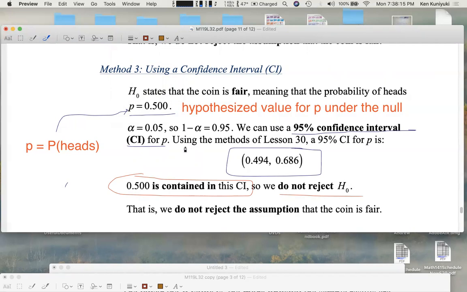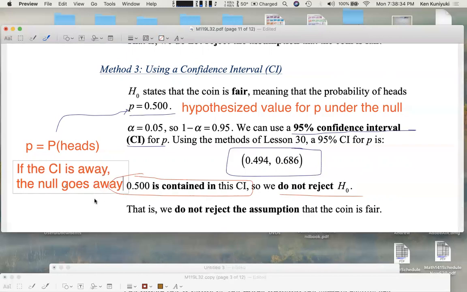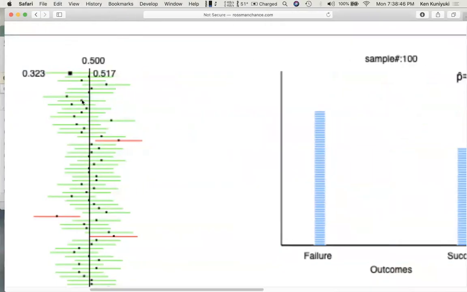So what's a way of thinking of this? If the CI is away from this 0.5, the null goes away too. Right? If the CI is away from 0.5. Here the CI is not away from 0.5. The 0.5 is contained in the confidence interval, so the null does not go away. We do not reject the null. Okay, it's like one of these safe guys in green. That might be a way of looking at it.